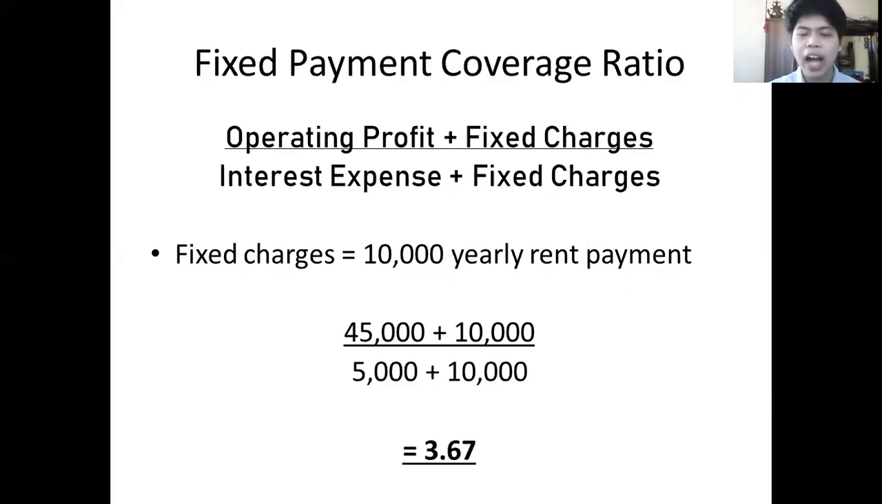So again, ano yung mas maganda? So in the same way as times interest earned, mas gusto natin or it is more preferable that our fixed payment coverage ratio is high. So yun yung mas maganda.